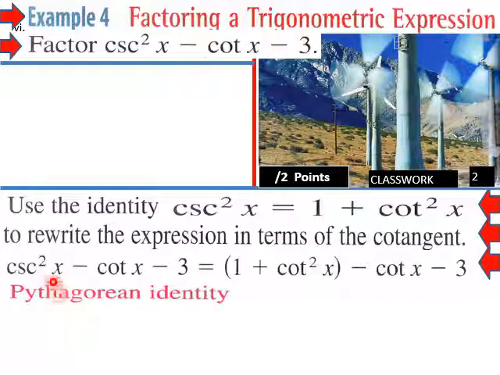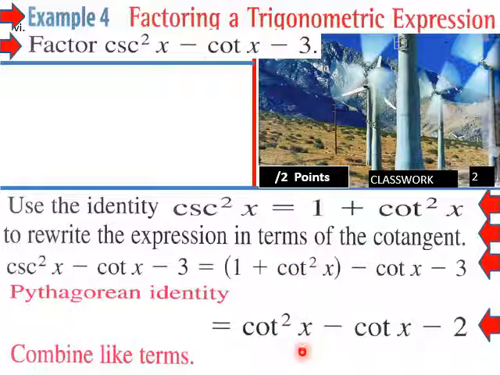When we do that, cosecant squared x minus cotan x minus 3 will equal 1 plus cotan squared x, which is this substitution, minus cotan x minus 3. By using a Pythagorean identity, we can use this substitution, and now everything is in cotan. When we combine like terms, we have cotan squared x minus cotan x minus 2. We combine our constants to get minus 2.